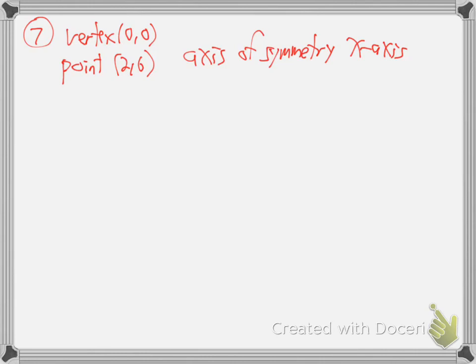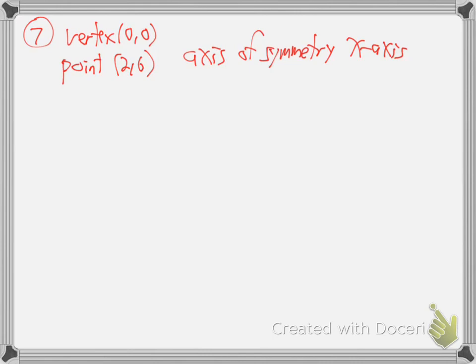So it's going to be even on either side of the x-axis. Axis of symmetry. And 2, 6 is a point on the edge of the curve, right? That's what it means when they tell you a point on a graph, right? 2, 6 is on the curve.